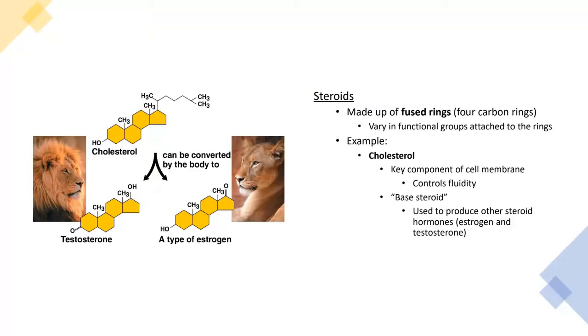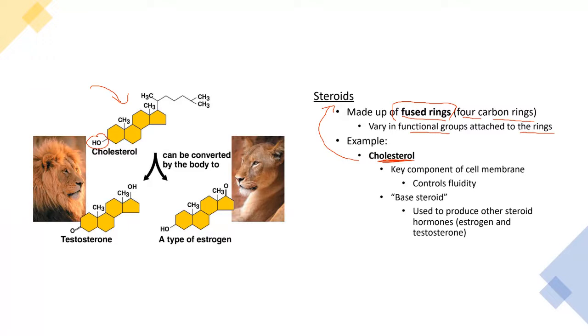Okay, steroids. Steroids are going to be made of fused rings. They're all made of four carbon rings. This is a steroid, cholesterol. They vary in the functional groups attached to the rings. Remember, those functional groups are these things over here, right? They give that molecule a slightly different property. One of the main examples of steroids is cholesterol. So cholesterol, ladies and gents, is a type of steroid.